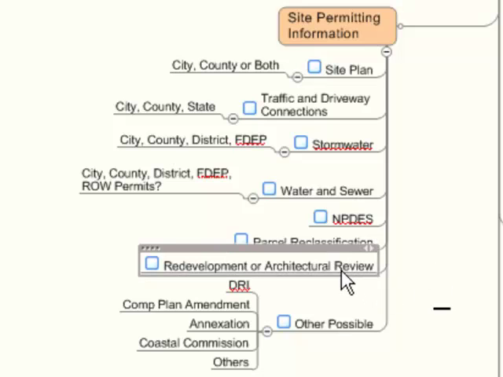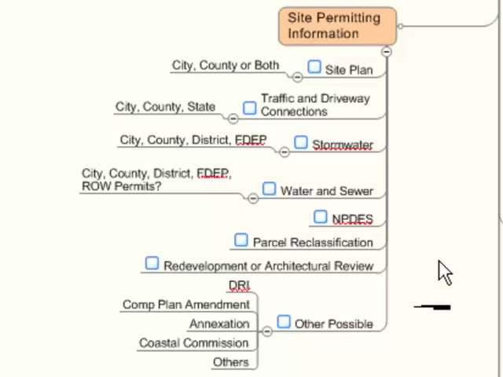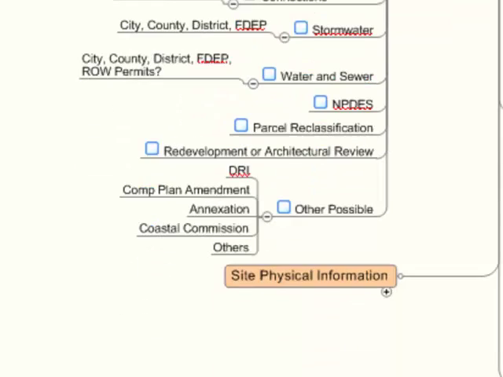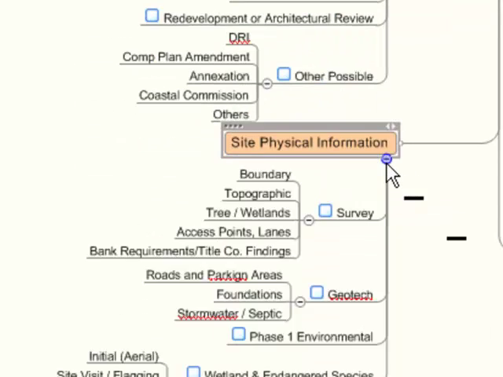And then if you're in a redevelopment district or an architectural review board has some quasi-judicial overview of your site, you need to be aware of that and know what kind of steps you're going to need to take to get through permitting. Other possible permits, development of regional impact if it's a large site, or even if you're a small site that's in an area that has previously done a DRI, you need to be aware of that. Any comp plan amendments, as I mentioned, annexation, if it's on the coast, maybe a coastal commission permit will be required. Just want to lay all that out in your initial due diligence report.